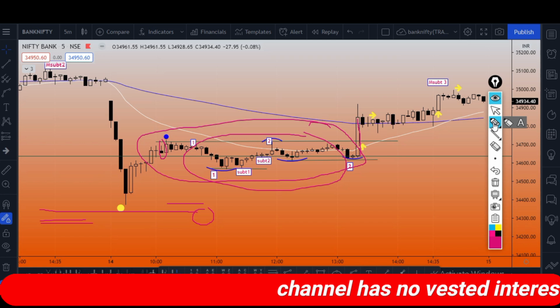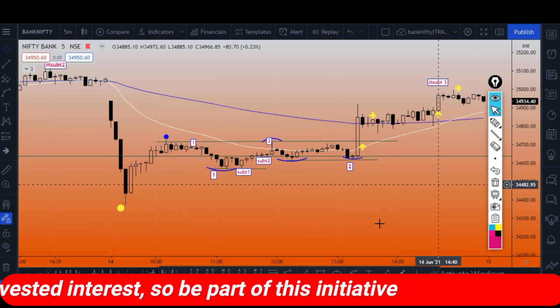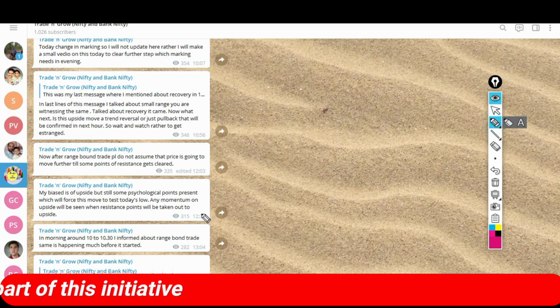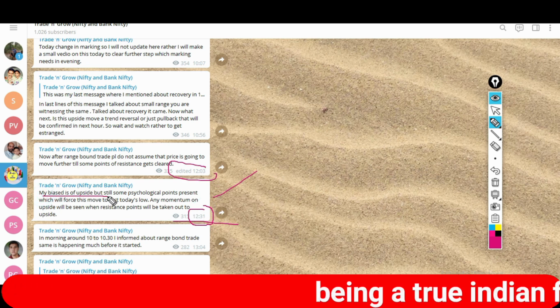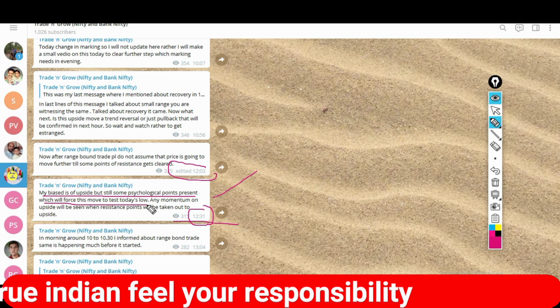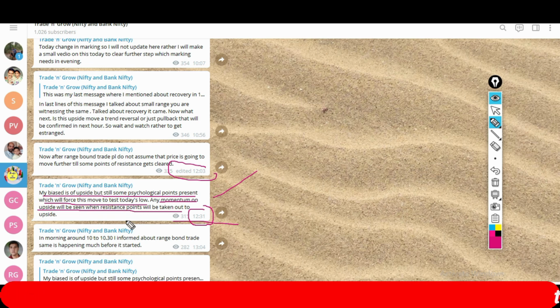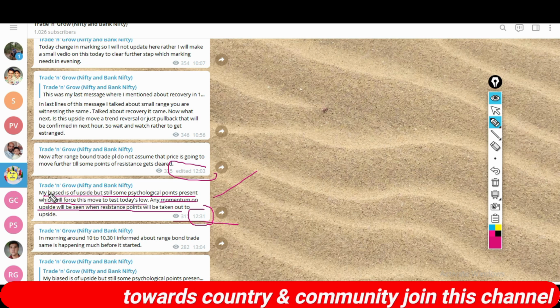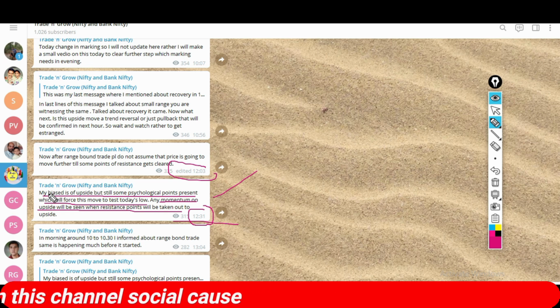Now I did not even stop here. I will show you next what I informed later on at 12:31. This is a message that I gave at 12:31. My bias is of upside. Still some psychological points are present which will force the move to test today's low. Any momentum on the upside will be seen when the resistance point is taken out. It means I clearly mentioned that my bias is of upside. It means I am looking for the price to go upside. But with one condition, that the resistance point should be taken out.